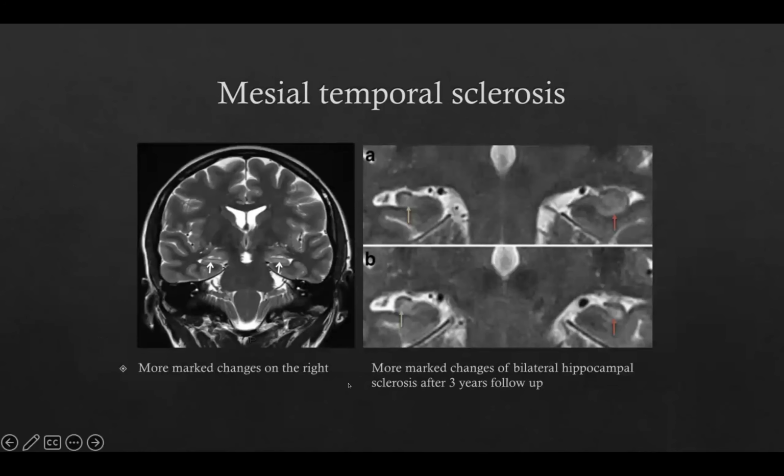Okay, so it could also be bilateral, as I mentioned before, up to 10%. In this case, you see both sides are a bit bright, but more marked changes on the right side. It's a bit more flattened compared to the left side. In this case, the left side is still in good volume, but it's a little bit bright. The right side is bright and has already flattened. But after 3 years follow-up, both have flattened and show abnormal bright signal. So this is a case of mesial temporal sclerosis.